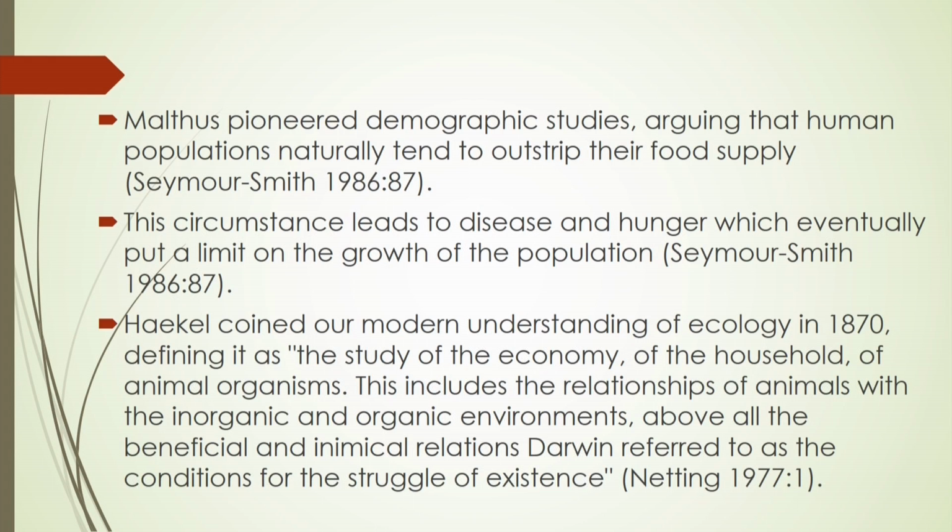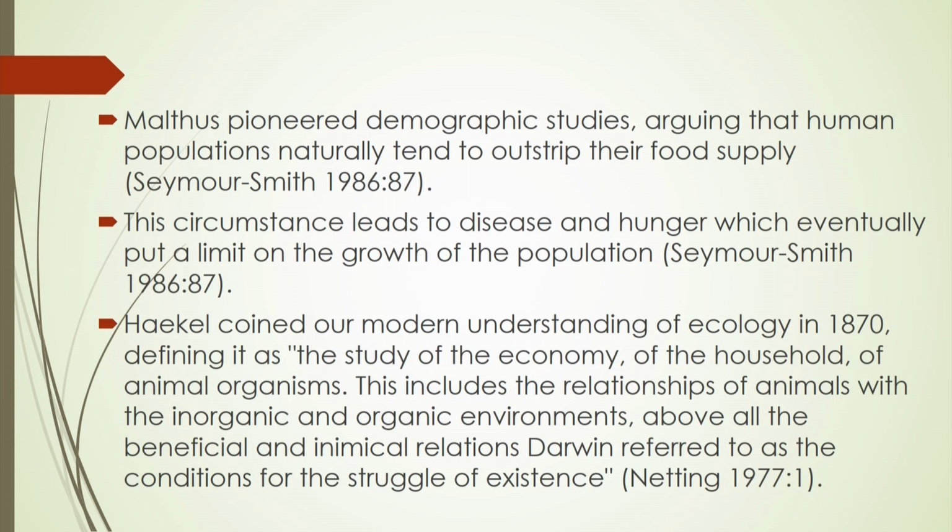Now, along a similar line, Haeckel coined our modern understanding of ecology way back in 1870, which he defined as the study of the economy, that is, of the household of animal organisms. This in a sense includes the relationship of animals with the inorganic and the organic environments, and above all the beneficial and inimical relationship between what Darwin referred to as the conditions of struggle for existence. Now, what are these conditions of struggle for existence?